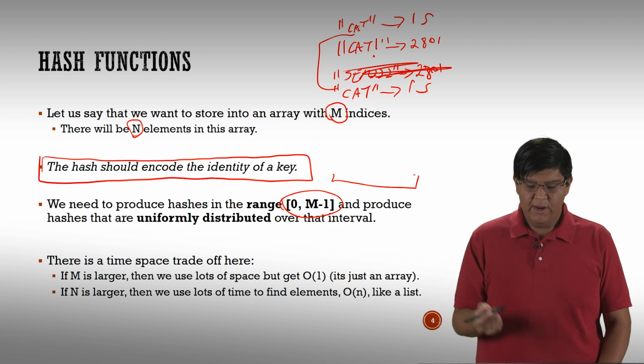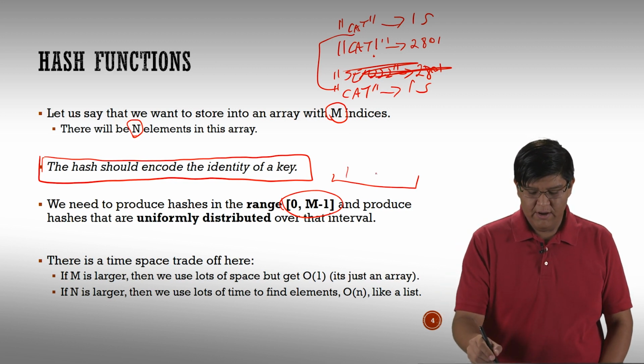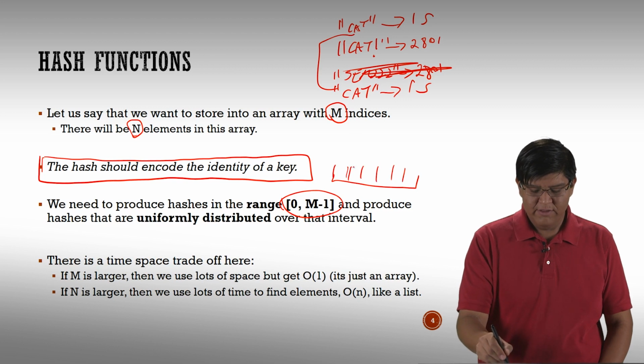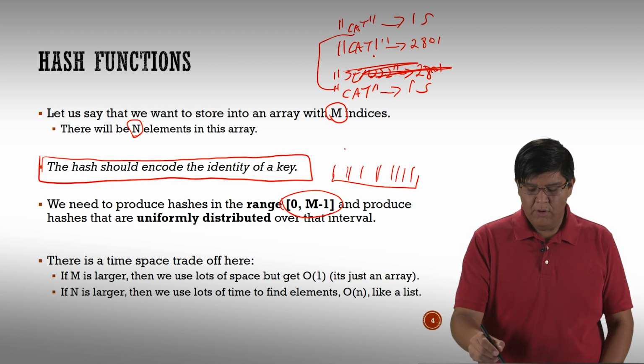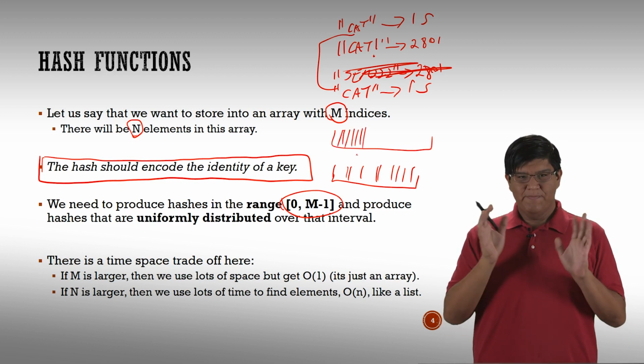And when I create hashes, I should get a number over here, a number over here, a number over here, number over here, number over here, number over here. Something like this, right? Like a pattern like that. What I don't want is this. Get everything in the same spot. This is just bad, right?